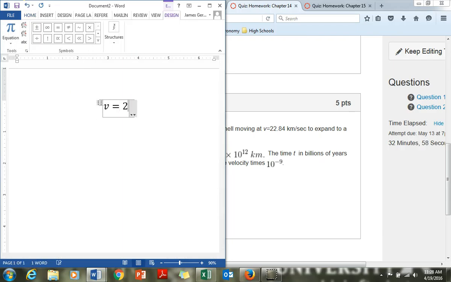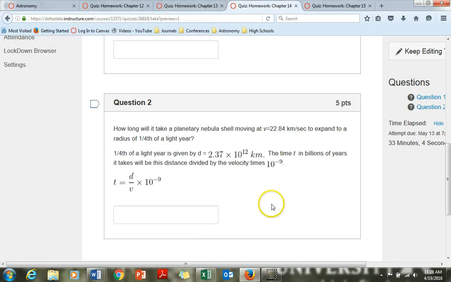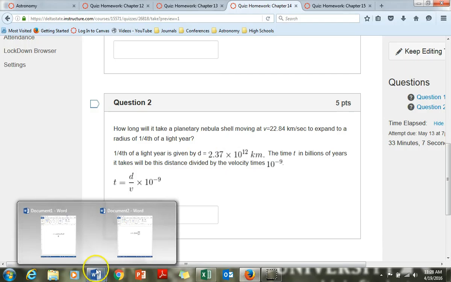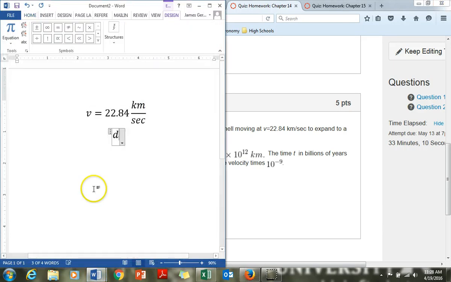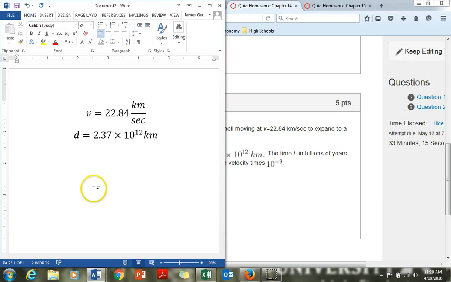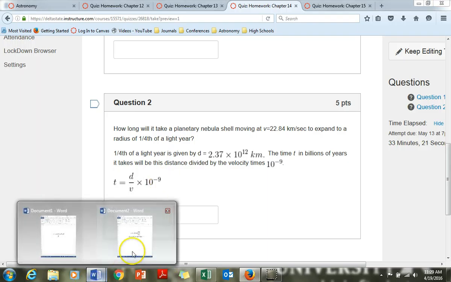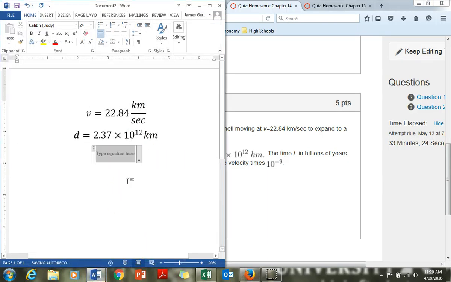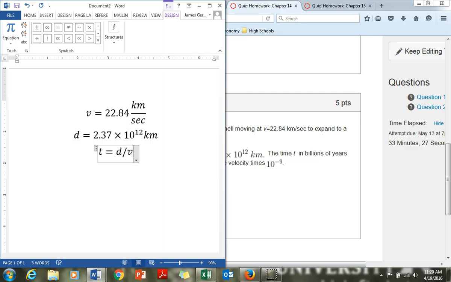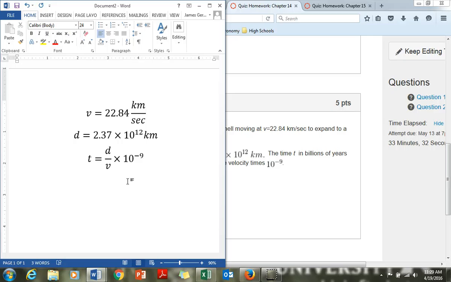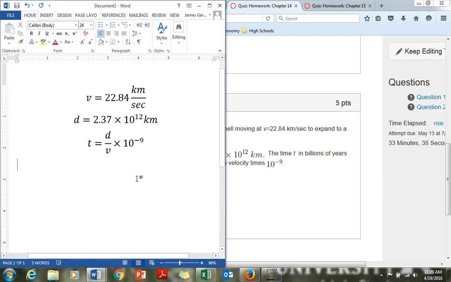We have our velocity, 22.84 kilometers per second. We have our distance, 2.37 times 10 to the 12th kilometers. And we have our formula, T equals D over V times 10 to the minus 9. Put everything in parentheses and get this? Might make it easier, right?